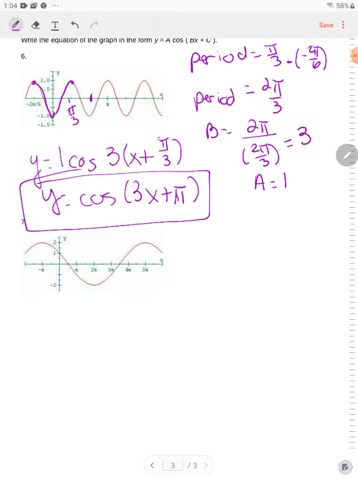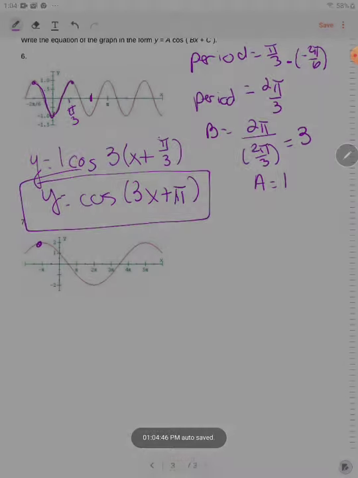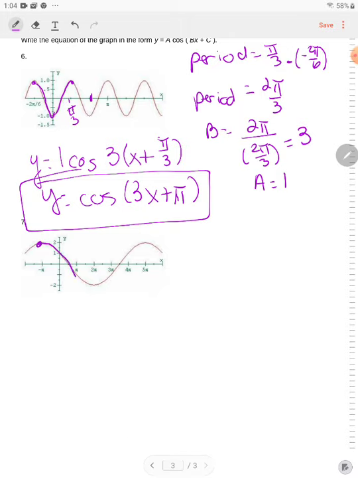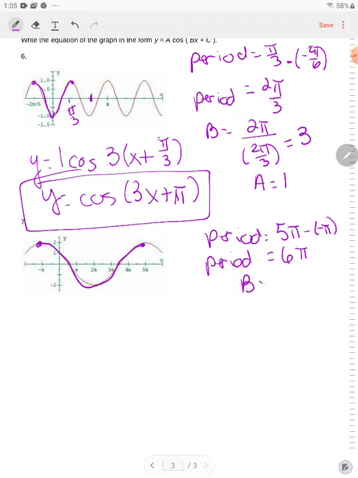All right, number 7. We could shift it back here. And notice that it goes to here. So our period is equal to 5 pi minus a negative pi, which is 6 pi. That's our period. Now, to write our equation, we need b. b is equal to 2 pi divided by the period, which is 1/3. Your amplitude is 2. It starts up, so it will be positive.